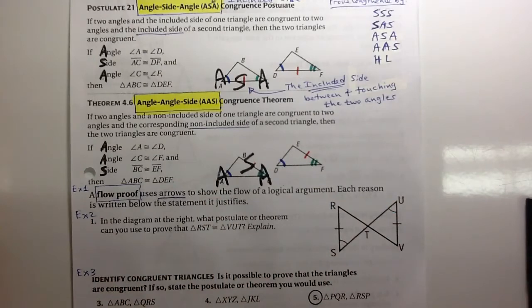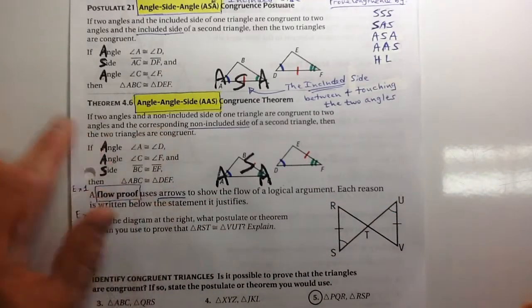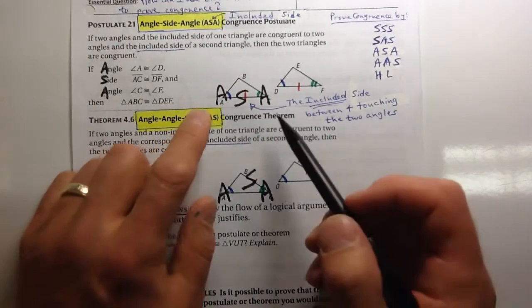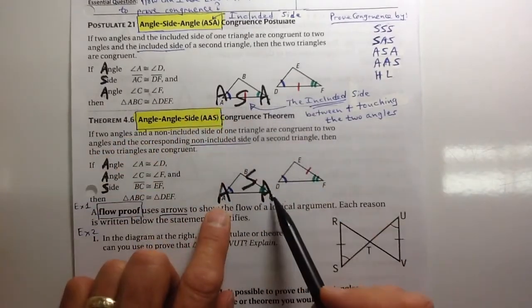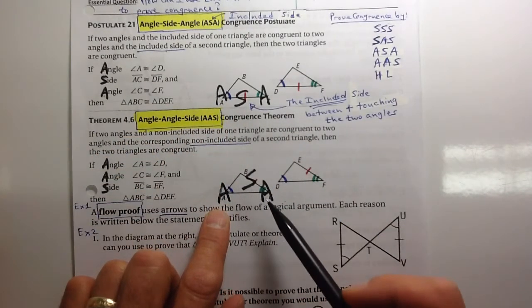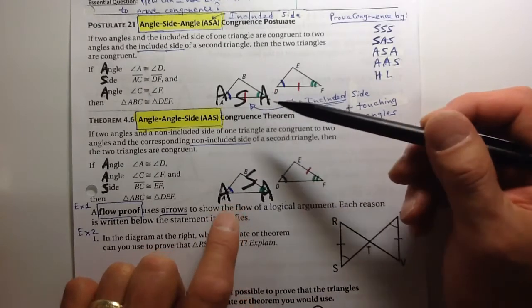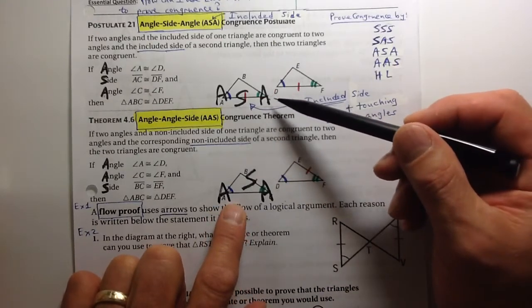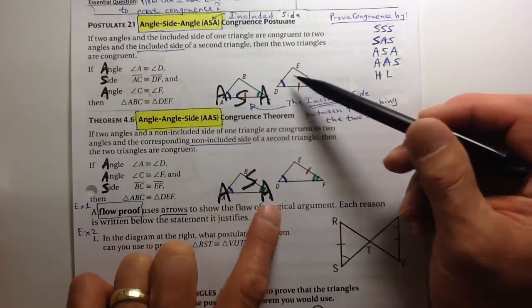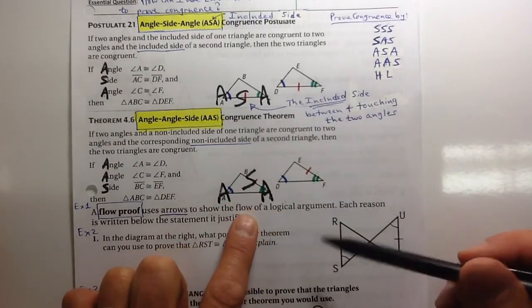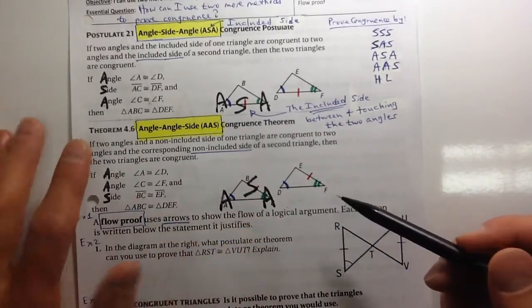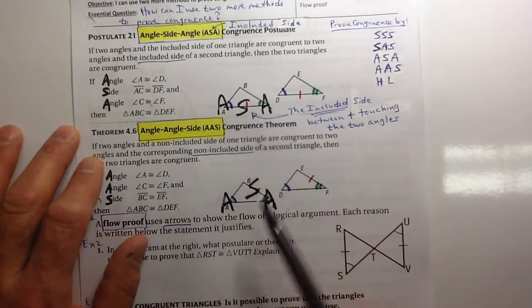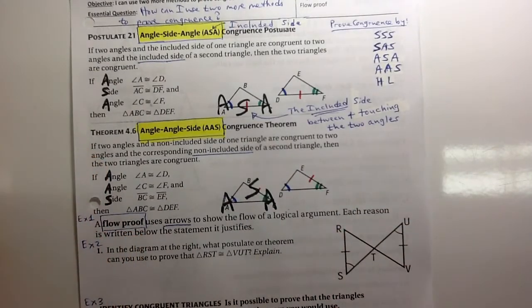So either configuration, angle, side, angle, or angle, angle, side, either of these is sufficient to prove congruence. It is just helpful to know and identify whether I have angle, side, angle, or angle, angle, side.